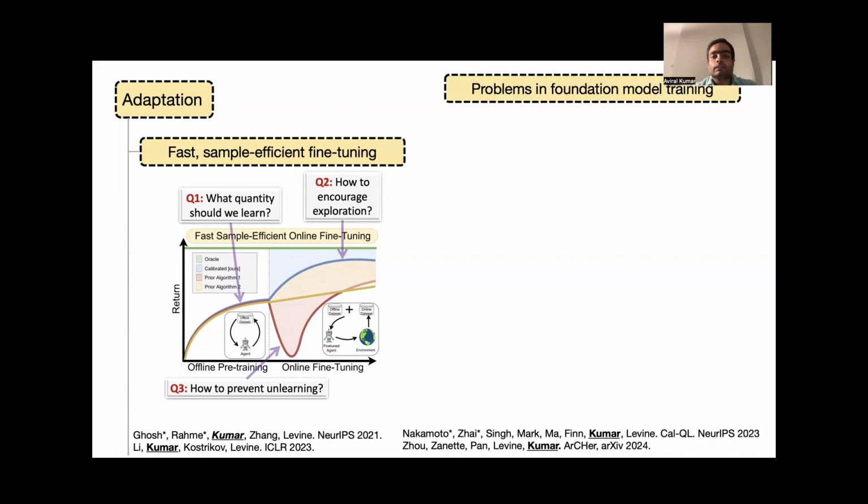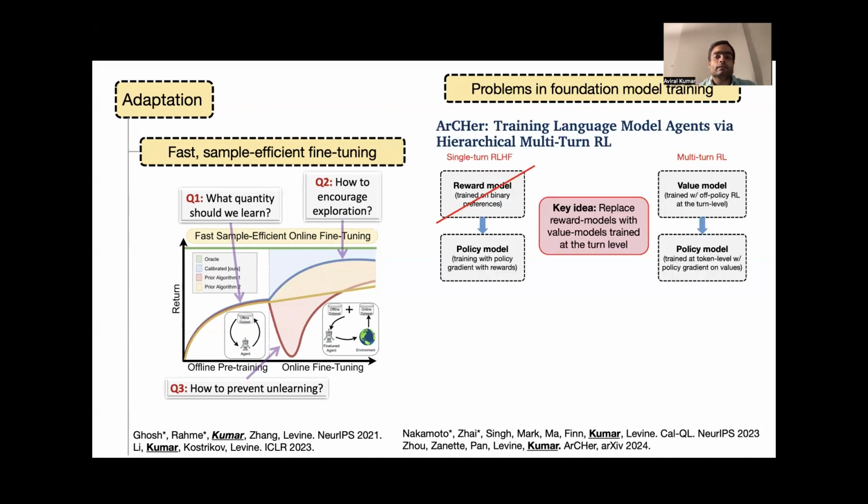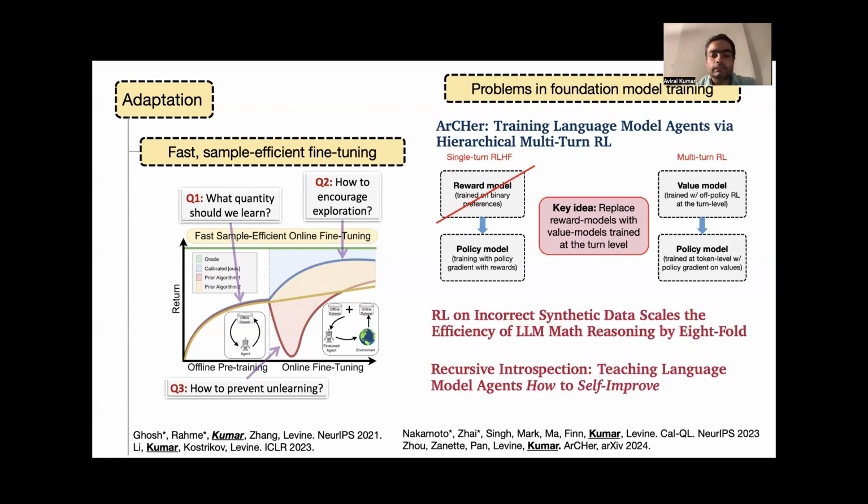And we've also utilized these insights to improve foundation model training by building methods for training language model agents via multi-turn reinforcement learning, as well as by showing that these sorts of techniques of fast fine-tuning are really helpful in reasoning problems for LLMs as well, and self-improvement problems for LLMs as well.